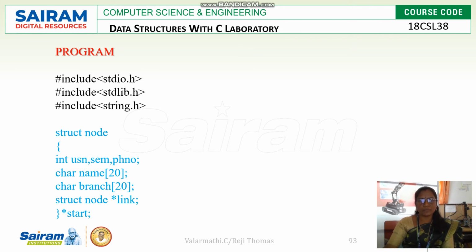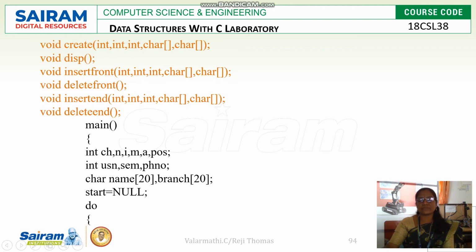Then struct node. Here this node is created with the help of a structure in programming. It is created with the variables int USN, SEM and phone number. So these three structure variables are declared as integer. Then name of 20 is declared as character, branch of 20 is declared as character. Then the address of the next node should be created as another node. That is given as a pointer variable here. So struct node link is nothing but the address of the next node. Likewise, it is now created.